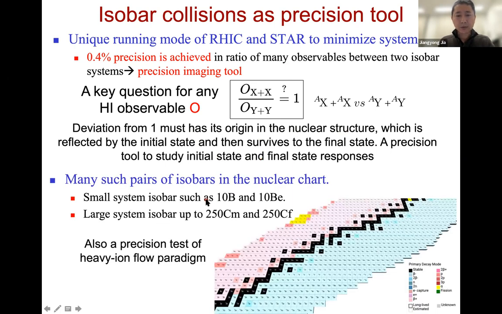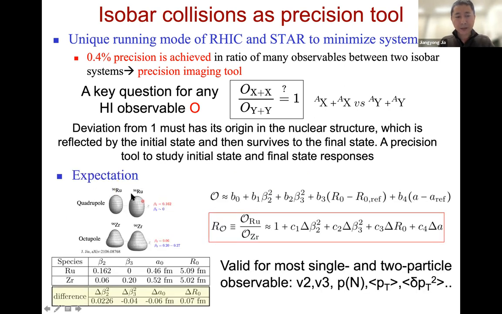And there are many such isobar systems one could use in the nuclear chart, right? There are stable pairs of isobars. You can see these pairs here. If we can do that, maybe we can also turn around, because if we know the nuclear structure very well, this can be a precision test of hadronic physics. Right. So this will be quite an interesting possibility.